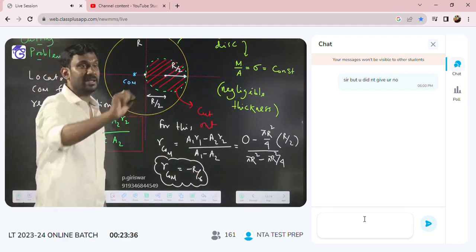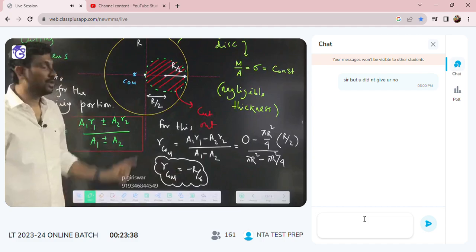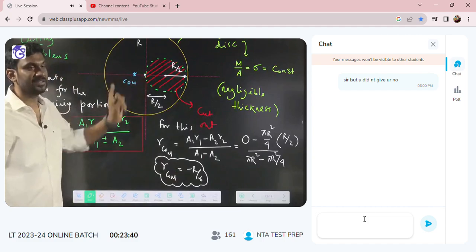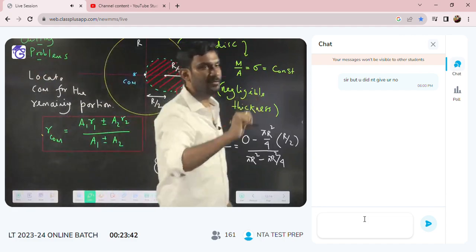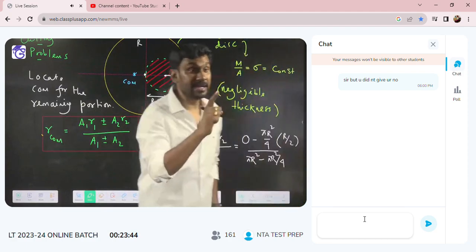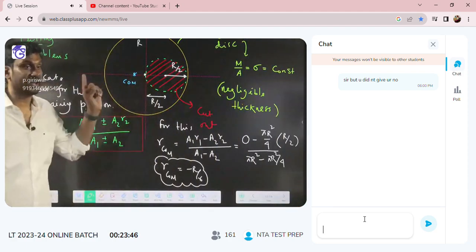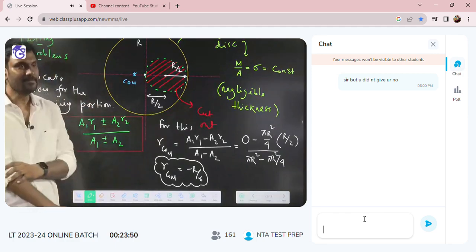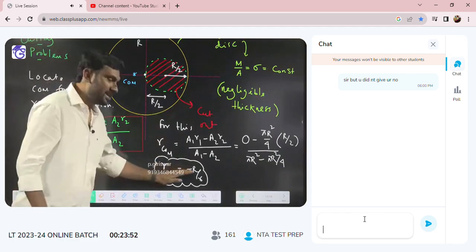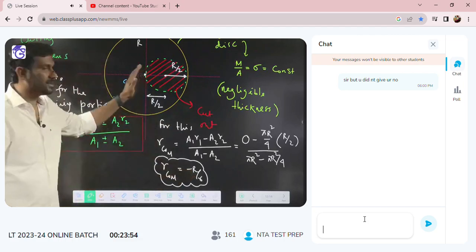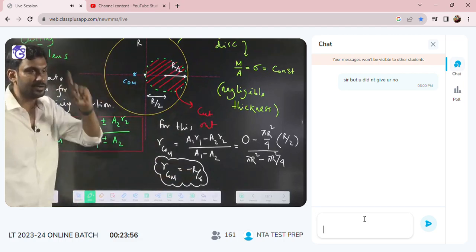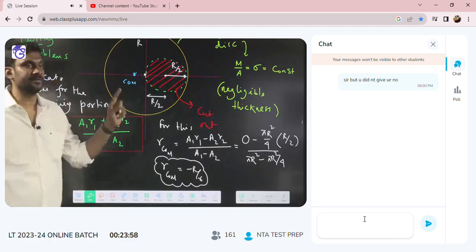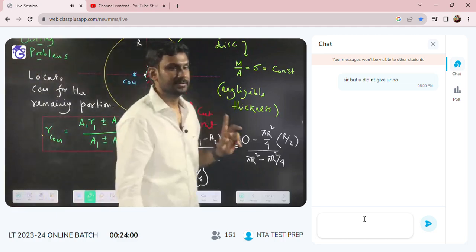Can you write in the comment box why the minus sign came? Why was the center of mass shifted to the left side? Comment box, I want answers from you. You know it. I have already discussed. Tell me. This minus sign indicates the center of mass is on the negative x-axis. I have a question. Why is the center of mass shifted along the negative x-axis?